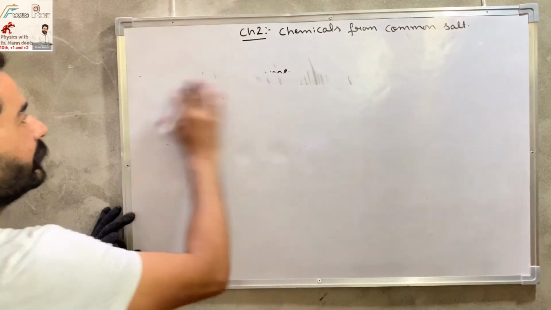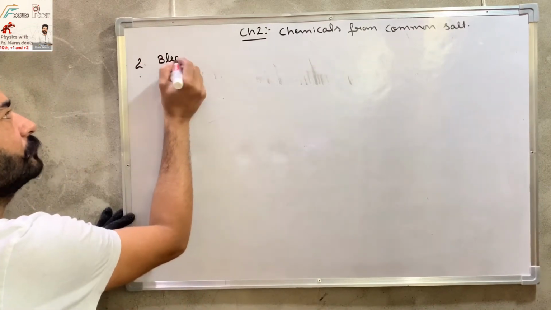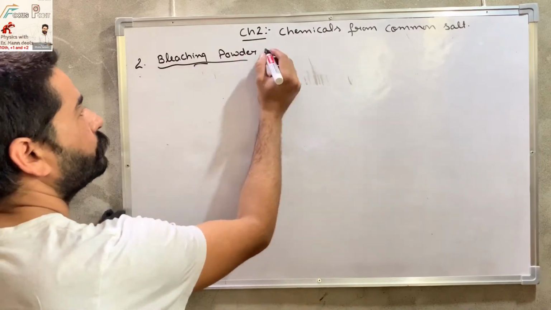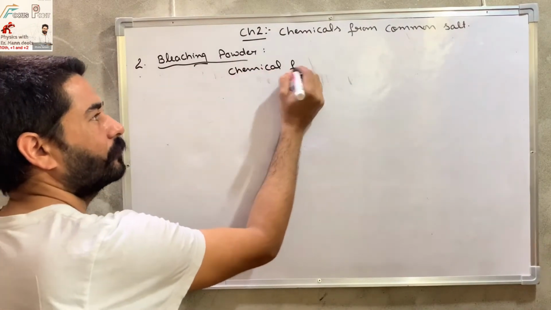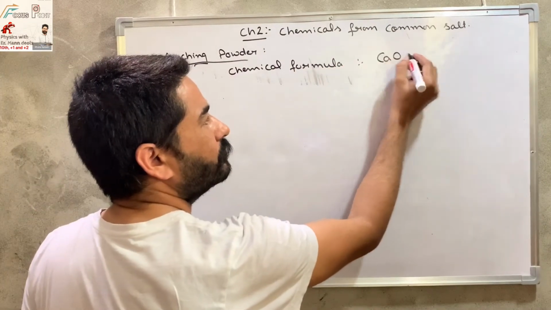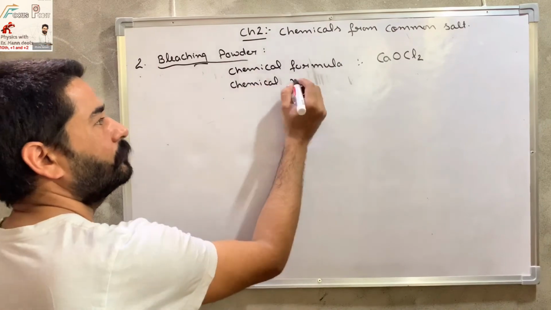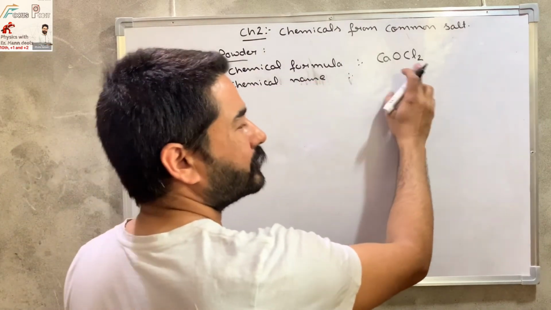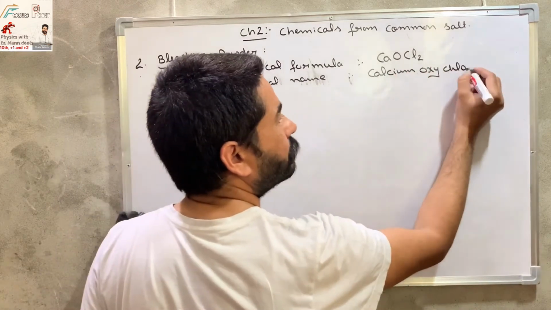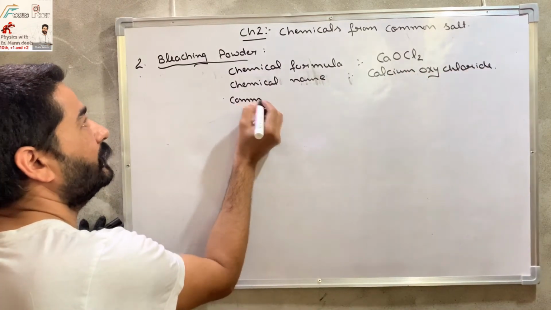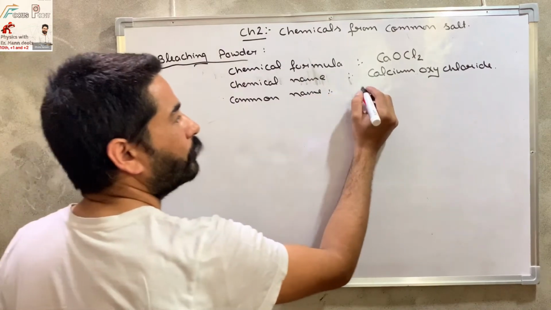Let's go for the second chemical, that is bleaching powder. What would be its chemical formula? CaOCl2, and chemical name, it is calcium oxychloride. Oxy means single oxygen, and common name is, that is already written, bleaching powder.